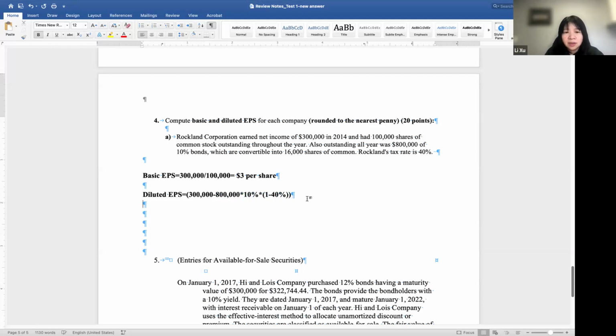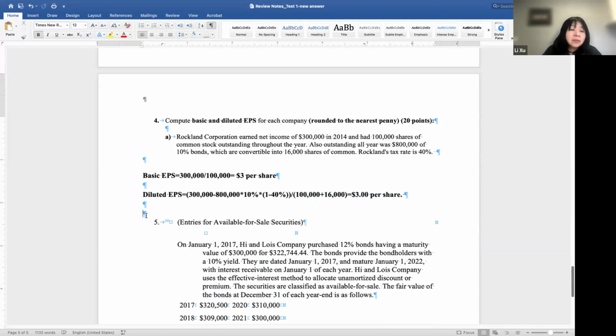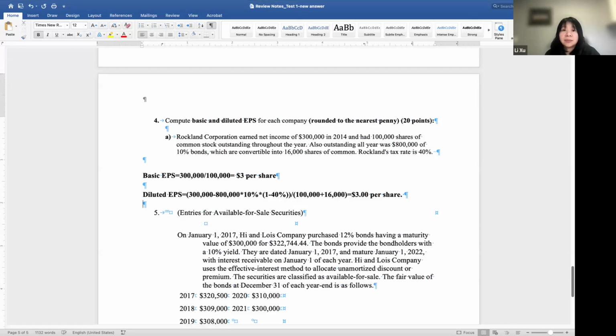So that is the numerator. And for the denominator, what you do is just increase the shares. So you start with 100,000 shares, and you plus 16,000, increasing the shares outstanding. Okay, so that gives you diluted earnings per share of exactly another $3 per share. So you can see here in this case, it really doesn't matter whether you report or not, they're exactly the same.